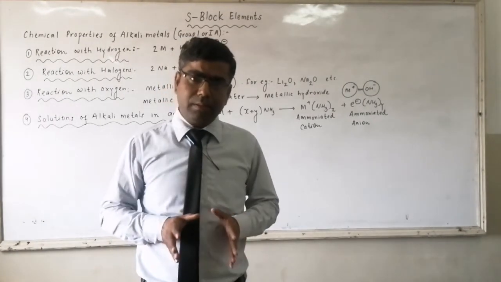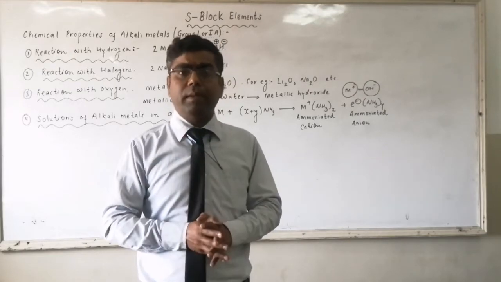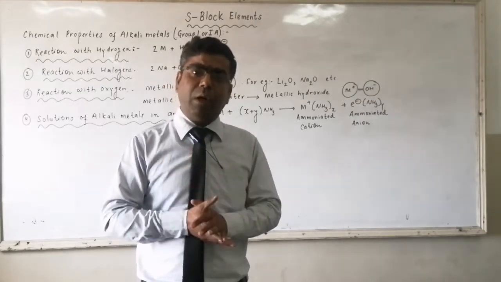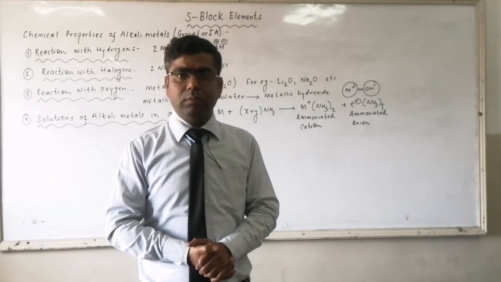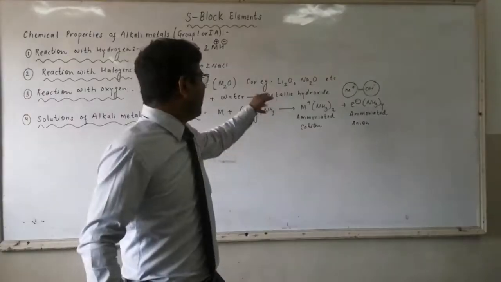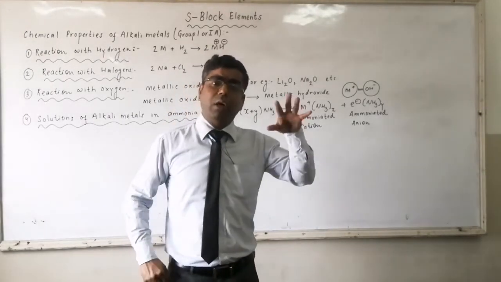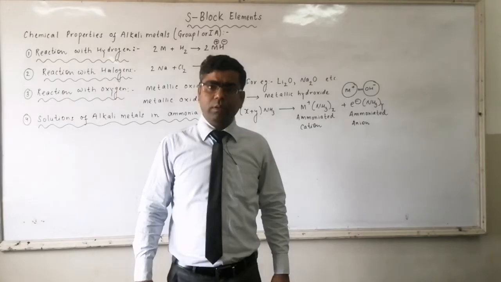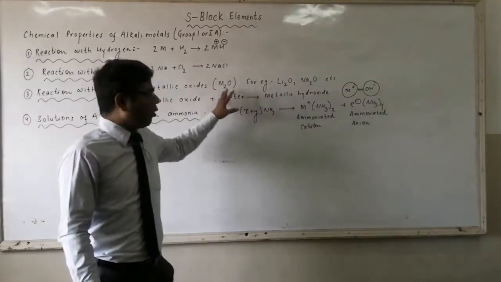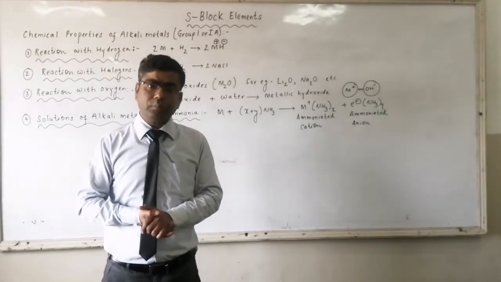So in alkali metals, potassium is the only metal which can form superoxide also, and sodium can form peroxide also. All will form oxides with formula M2O, but sodium can form peroxide also and potassium can form superoxide also. Here we are concerned about metallic oxides only, not peroxides or superoxides.